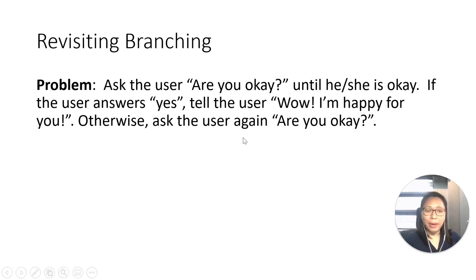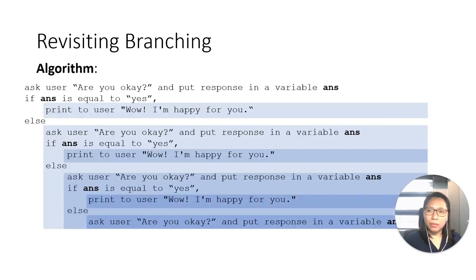Since by now all we know is the if-else construct, let's try to solve this using branching. We can have this algorithmic solution. First, we ask the user, "Are you okay?" and put the response in a variable ans. If ans is equal to yes, print to user, "Wow, I'm happy for you." Else, we ask again the question, "Are you okay?" and put the response in a variable ans.